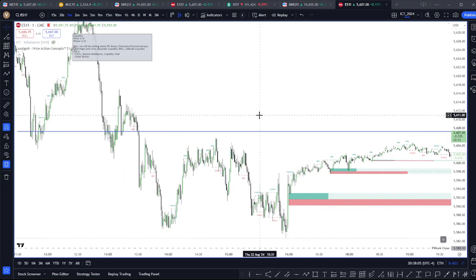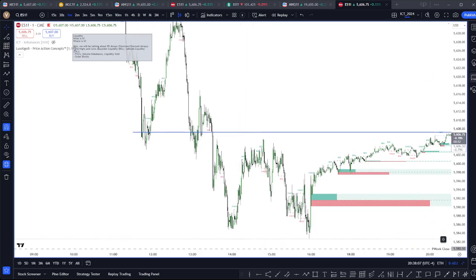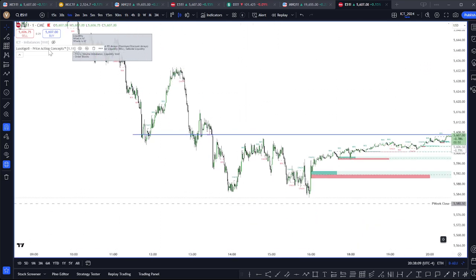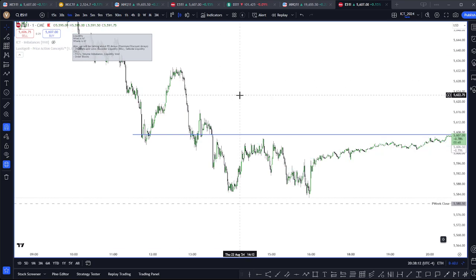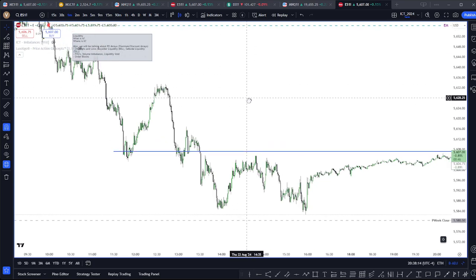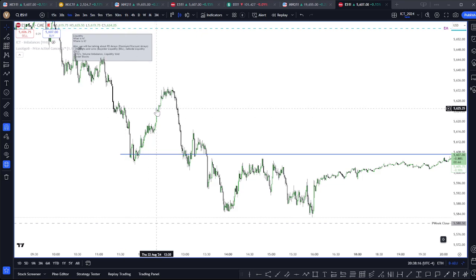Unlike fair value gaps, where indicators help because it's programmatic, order blocks have a little more logic to them, because sometimes you have to include the whole candle, sometimes you have to include a group of candles. It all depends on the perspective that you're bringing to the price action, and then based on that, you need to kind of take a call.